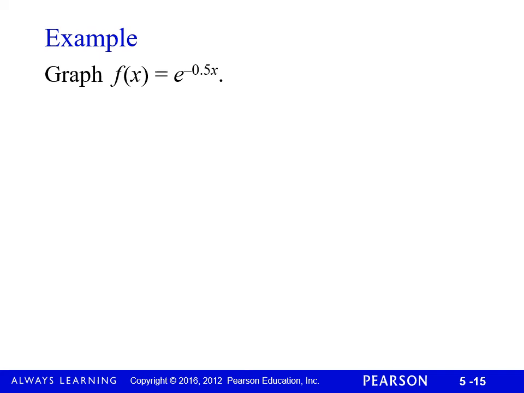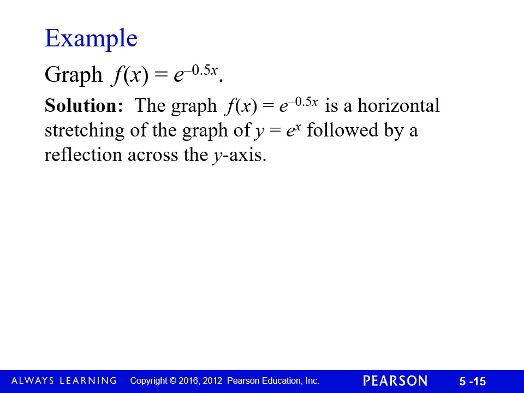Here we have e to the negative 0.5x. The graph of this is a horizontal stretching, so it's being stretched wider. It's being made fatter than the graph of y equals e to the x. Well, now, why is it getting fatter? Because look, we're multiplying by a fraction. It's happening inside the exponent, inside the function, so that's a horizontal impact. And because it's a fraction, remember that the graph gets fatter or it grows slower. Okay.